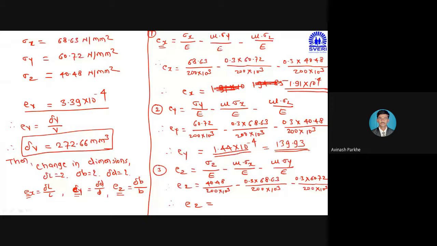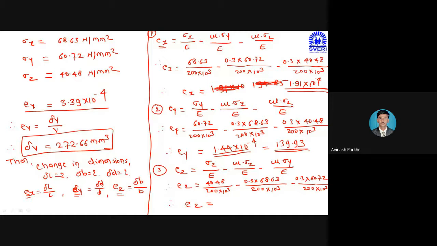4.67. This is wrong. Revnath, do the calculations properly. Find out sigma y upon E separately. After that, mu into sigma x upon E separately. Again mu into sigma z upon E separately. Do the separate calculation for each term, and then at the end you just subtract it.